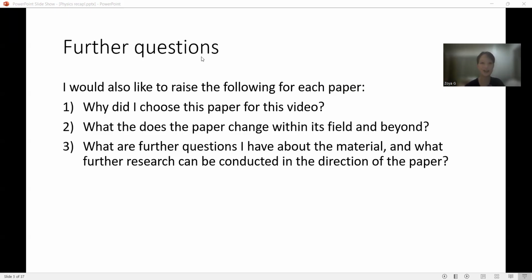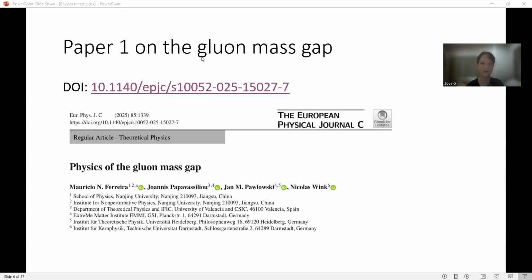So let's get into it. The first paper is The Physics of the Gluon Mass Gap by Ferreira, Papavassilou, Pawlowski, and Wink. I should have probably learned their last names before I started recording. Okay, so let's get into it. Let me just pull up.